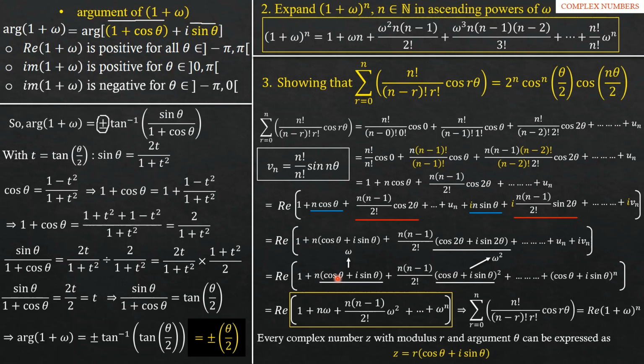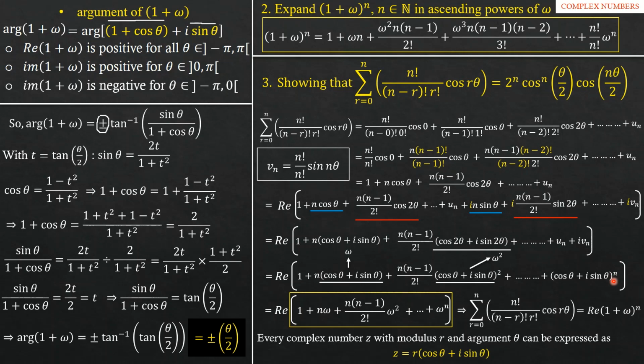So we have n times omega. Now what about this cos theta plus I sin theta all squared? It's clearly omega squared because the interior is omega. So this is going to give us what? Omega raised to the power n. So we add till omega raised to the power n.